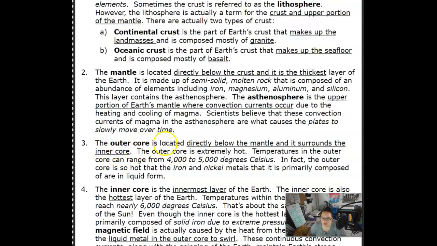The outer core is located directly below the mantle and it surrounds the inner core. The outer core is extremely hot. Temperatures in the outer core can range from 4,000 to 5,000 degrees Celsius. In fact, the outer core is so hot that the iron and nickel metals that it is primarily composed of are in liquid form. The inner core is the innermost layer of the Earth.